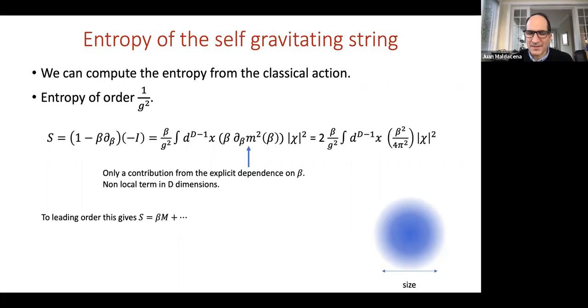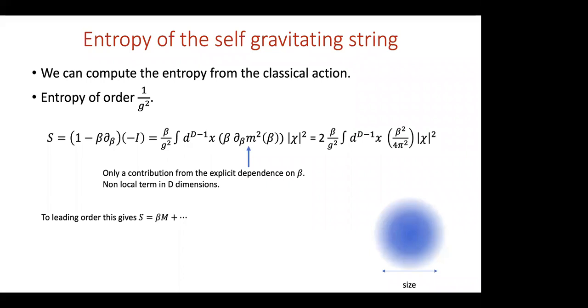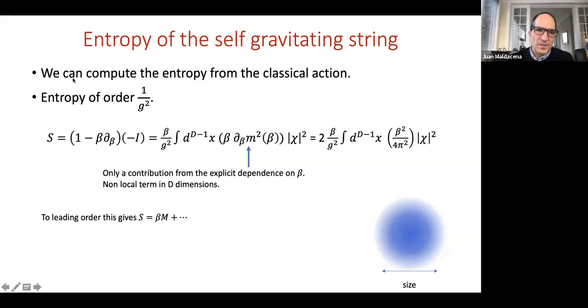Okay. So we can compute the entropy of this configuration. One particular feature of this solution is that it has a classical entropy. The entropy can be computed in the usual way by taking 1 minus beta d/d beta. This solution is not a black hole, and the thermal circle never shrinks. In typical gravitational situations, in such circumstances, you would not have any entropy. However, in this case, there is some explicit dependence on beta in the mass of this field, and that implies that the solution will actually have an entropy, despite the fact that the thermal circle never shrinks.